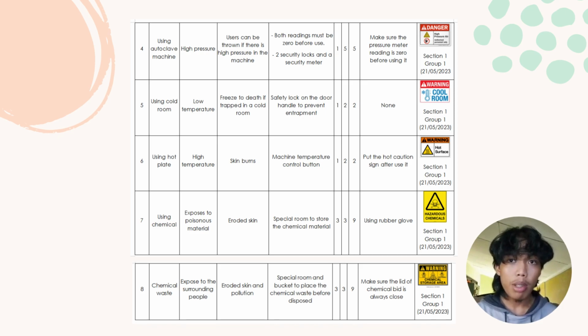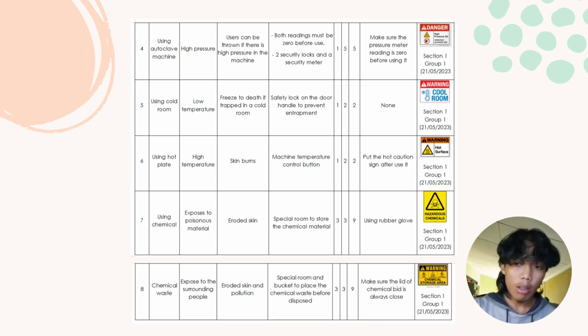So the seventh one is using chemicals. The hazard of chemicals is exposure to poisonous material, and the effect is to erode our skin. The existing risk control is a special room to store chemical materials. Risk assessment likelihood is 3, severity is 3, and risk is 9. It's very dangerous. A recommended control measure is using rubber gloves to protect against exposure to poisonous material.